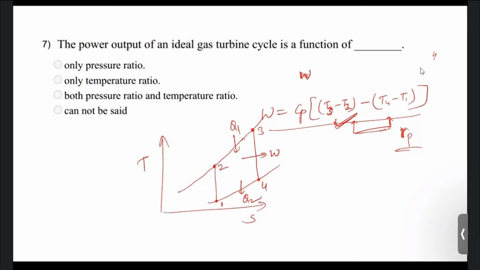Okay, so it depends on both the pressure ratio and the temperature ratio, not only the pressure ratio. Okay, so the power output of a gas turbine cycle depends on pressure ratio as well as temperature ratio. It is not a function of only pressure ratio or only temperature ratio, but a function of both pressure ratio as well as temperature ratio. Okay, yeah. So the third option is the correct option.